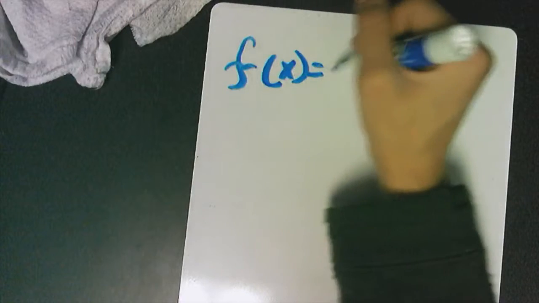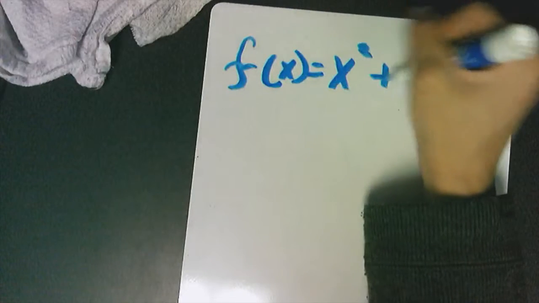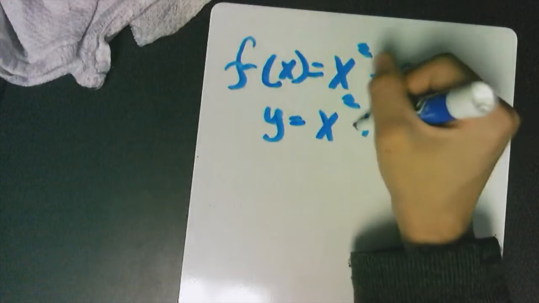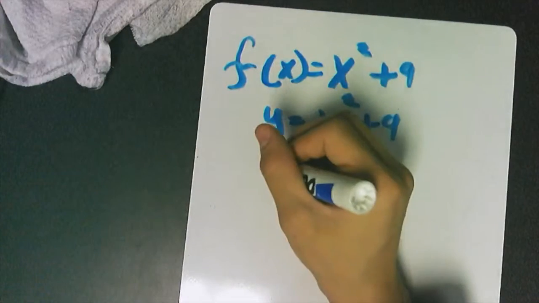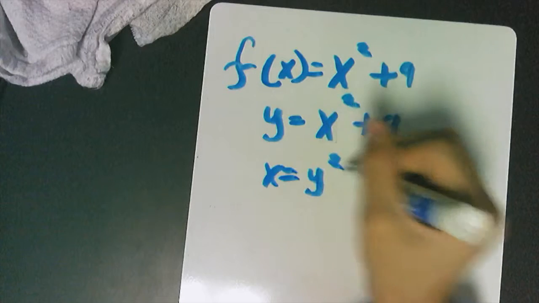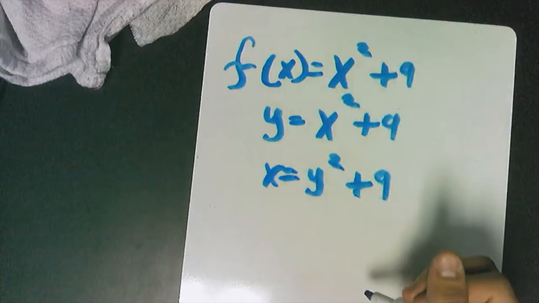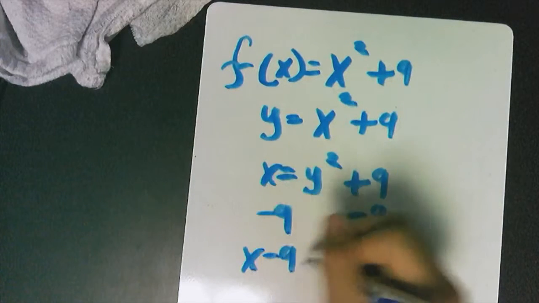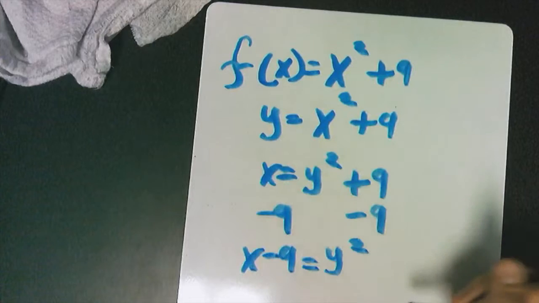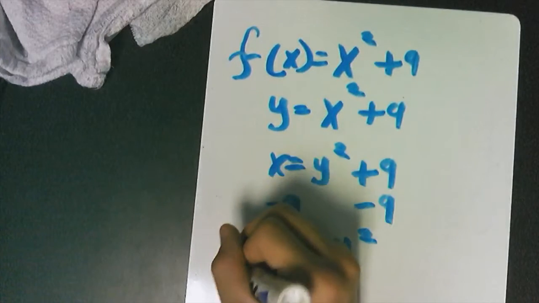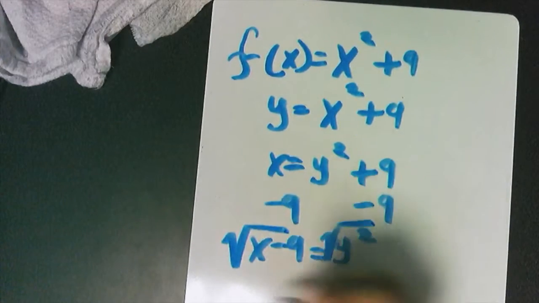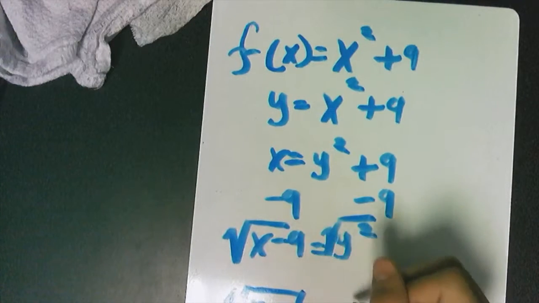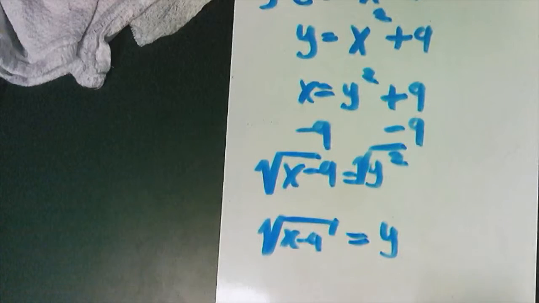And now the next equation, a quadratic. Start the same way as the first two, flipping the x and y variables, subtracting 9 from each side, and then taking the square root. So you get the square root of x minus 9 equals y for your inverse.